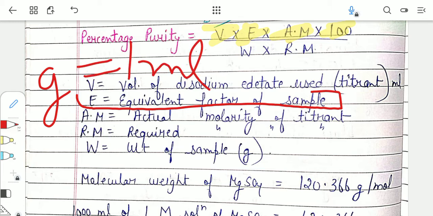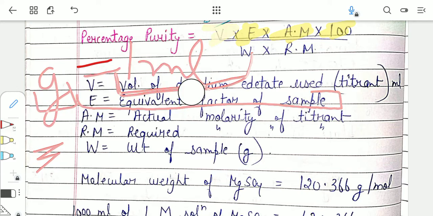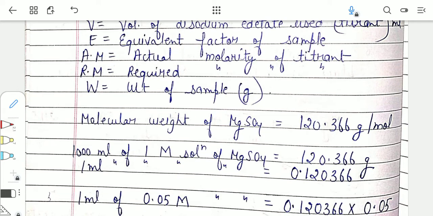Okay, so here sample is magnesium sulfate and our titrant is disodium acetate. Okay, so the grams of magnesium sulfate that will react with 1 ml of disodium acetate solution is the equivalent factor of magnesium sulfate. Now let us calculate the equivalent factor. So in order to know the equivalent factor, firstly we must calculate the molecular weight of the sample. So the molecular weight of magnesium sulfate I have already calculated. It came out to be around this one.